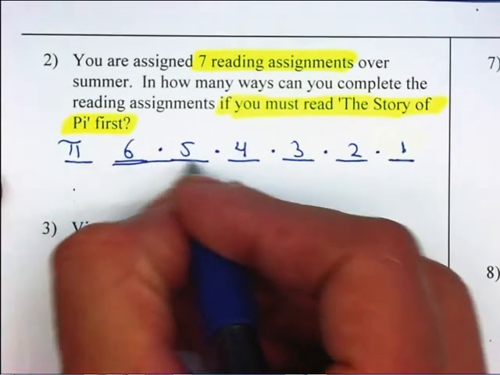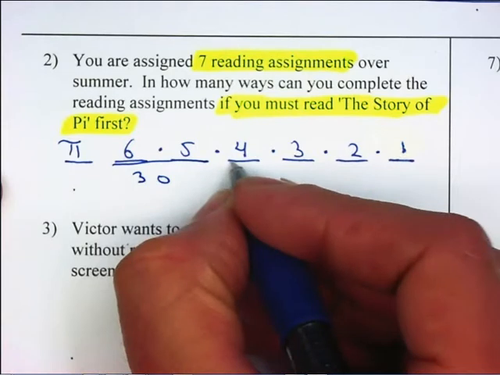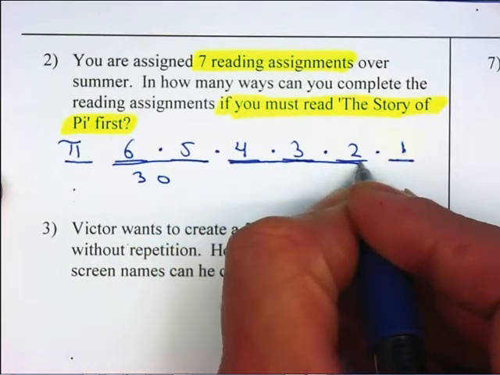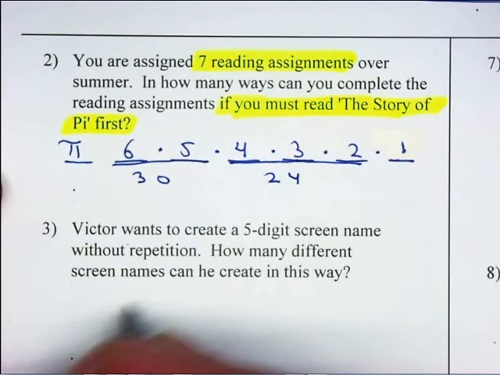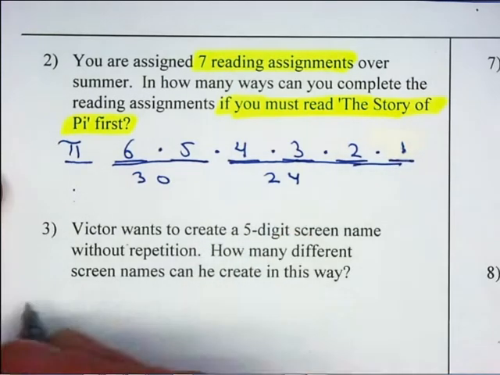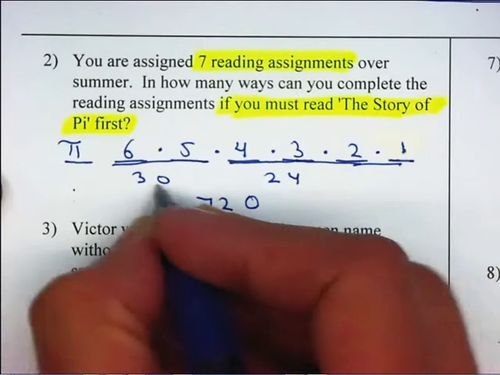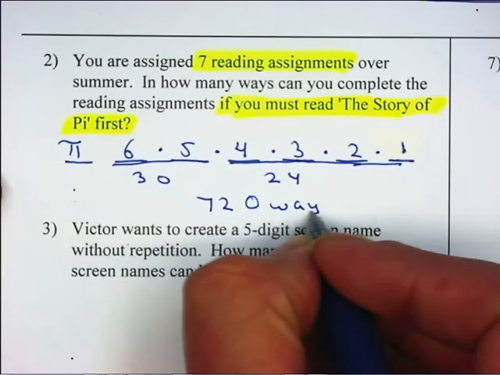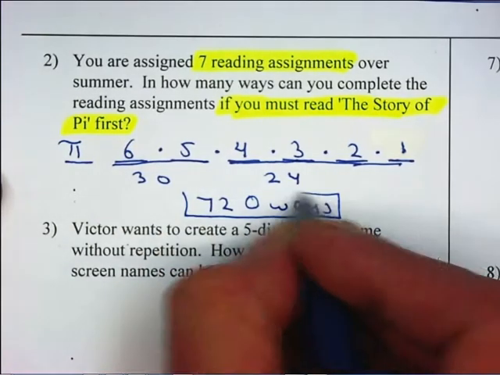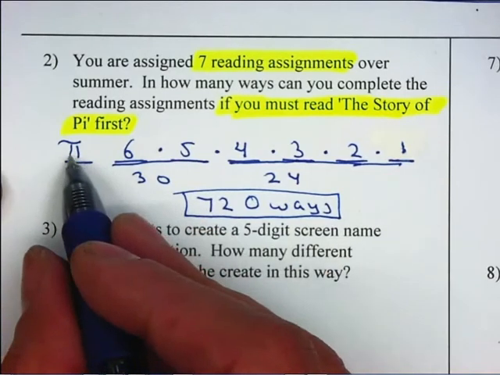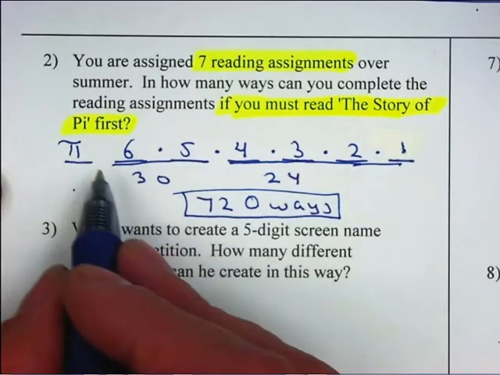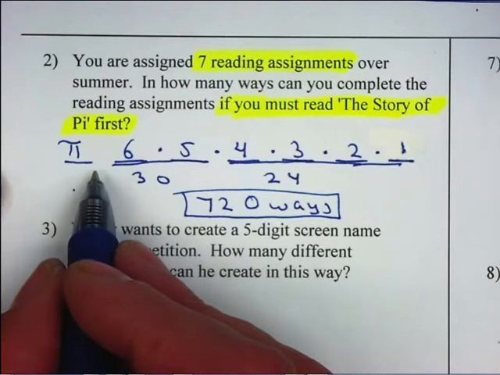Then we're going to multiply those numbers. That gives me 30. Multiply. That's 12 times 2 is 24. And times 1. 3 times 24 will give you 72. And don't forget to add your 0. So there are 720 different ways that you can read all of the stories if you read the story of pi first.